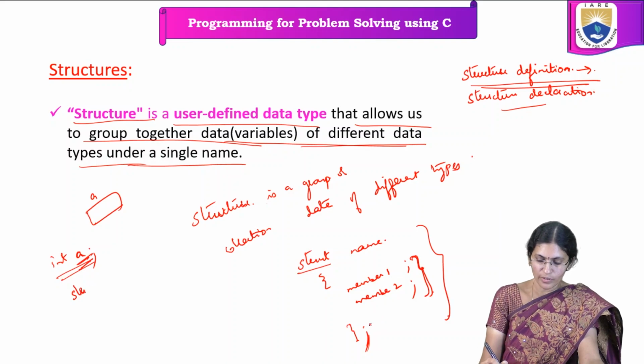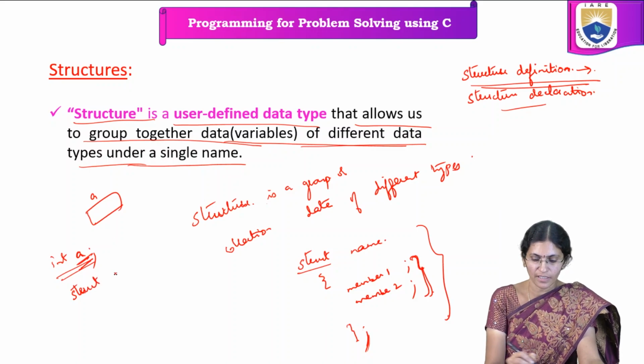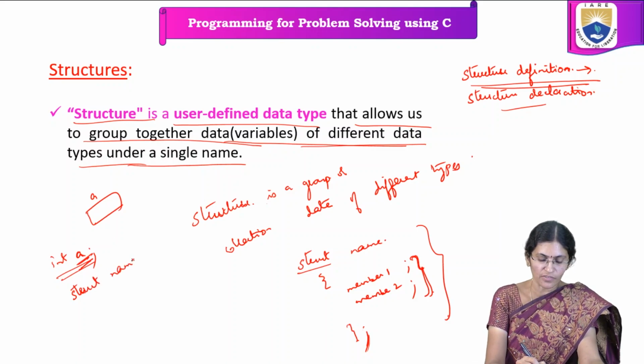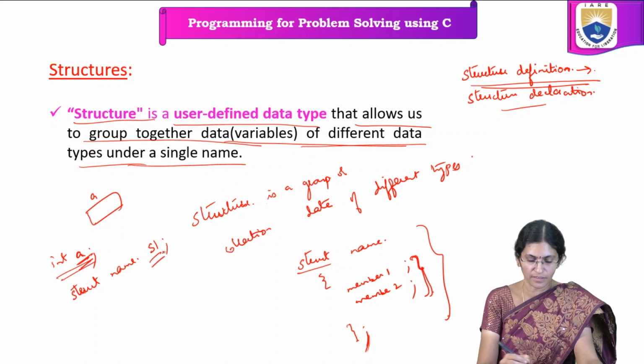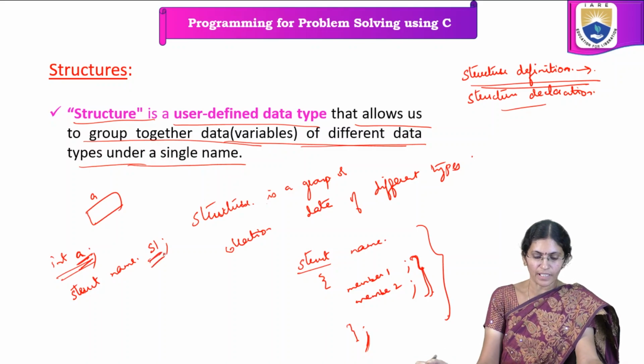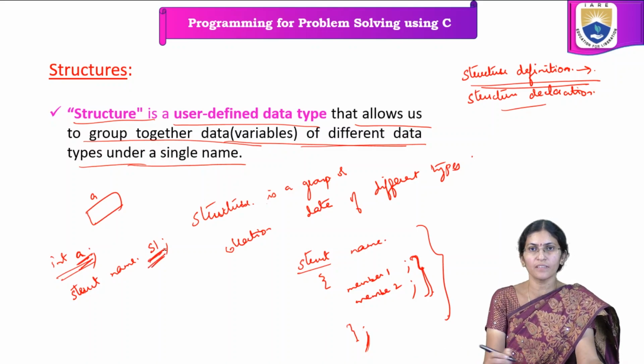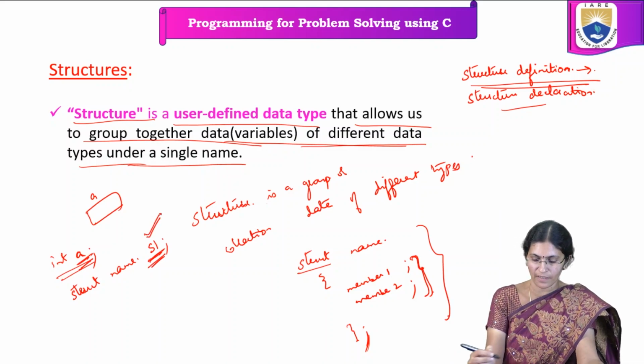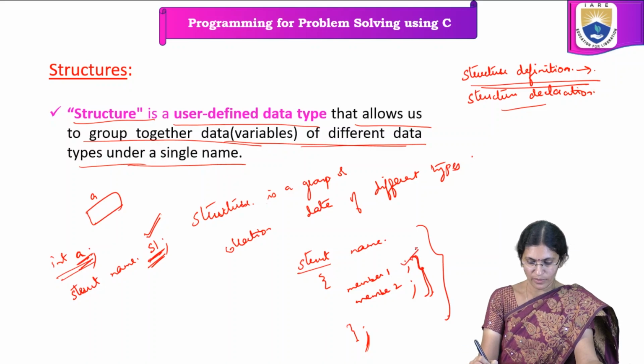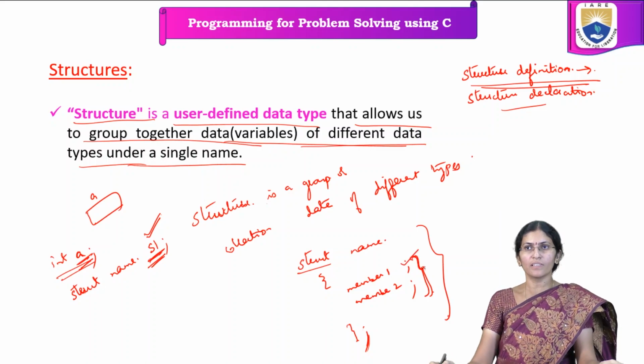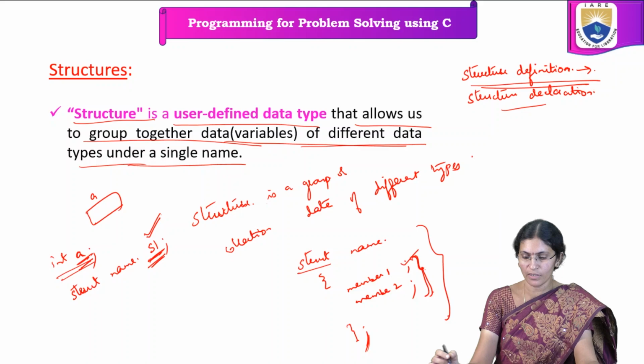In order to declare the variable for this structure, we can declare it in two ways. The first one is struct, followed by the name of the structure and then the variable name. Suppose S1 is the variable name. In this way, we can declare the structure variable. This variable will have the attributes member 1, member 2, and so on. We have seen all this with the help of one example.